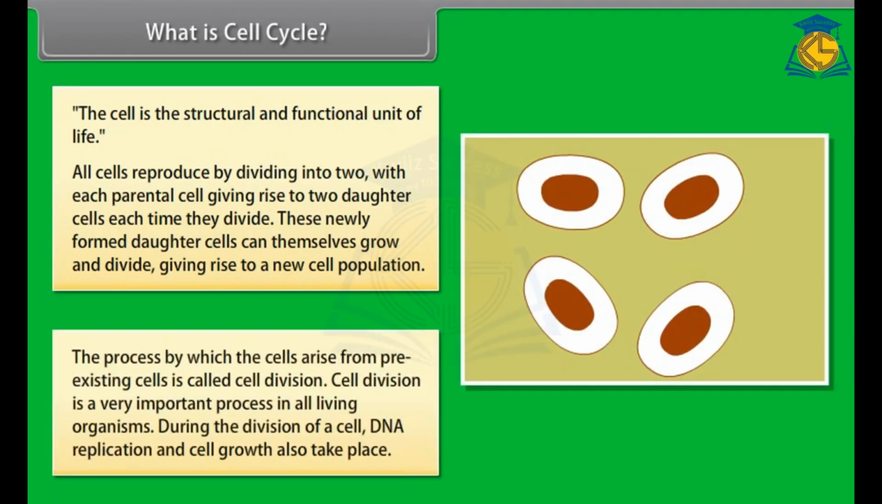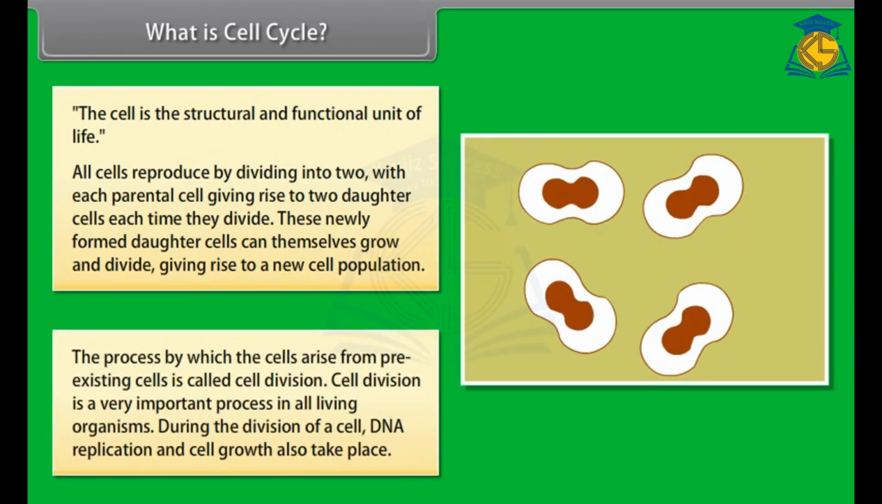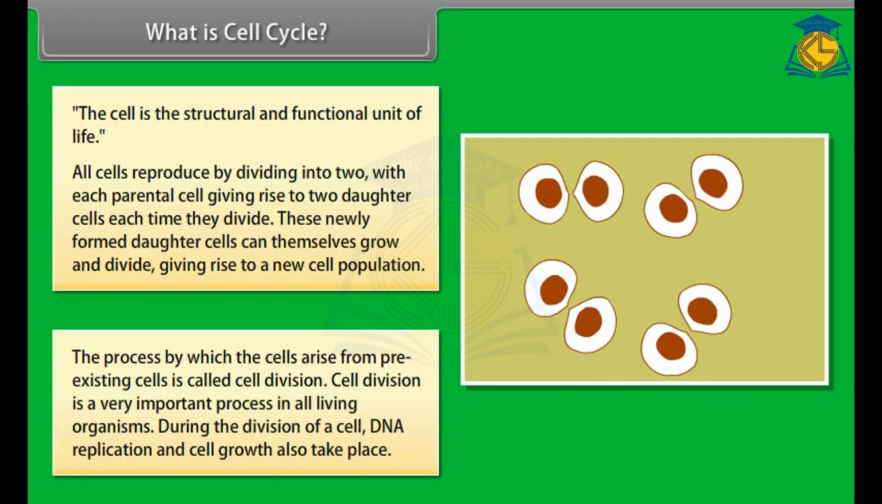The process by which cells arise from pre-existing cells is called cell division. Actually, it is a very important process and found in all living organisms. During the division of a cell, DNA replication and cell growth also take place.